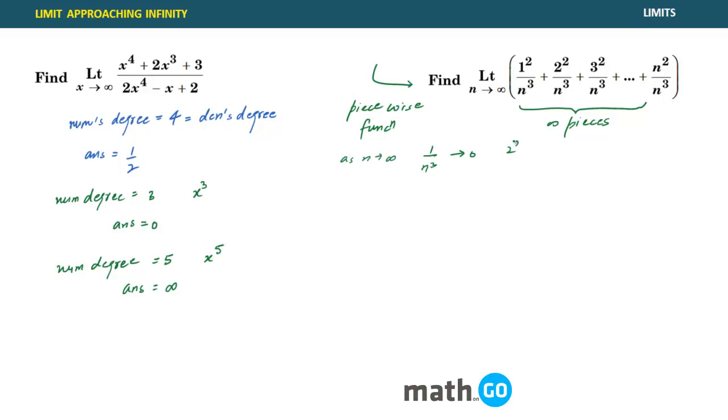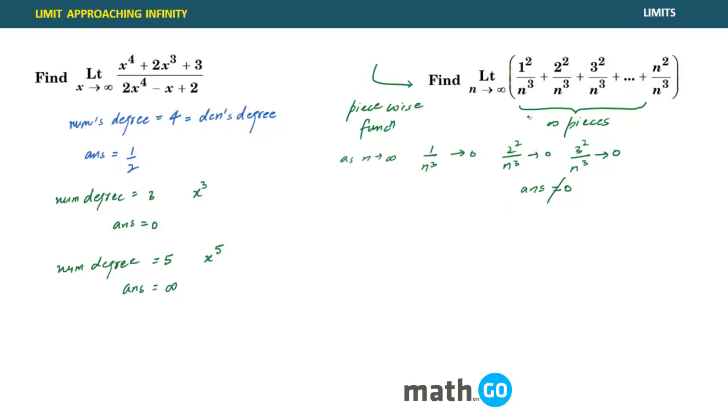If you start solving 2 square by n cube, you will also say, sir, this is also 0, and so on, right? So at first the problem will seem like every number here is 0, and we add them, so the answer should come out to be 0. But mind it, this is not the answer. Okay, so in piecewise functions you should not solve piecewise.